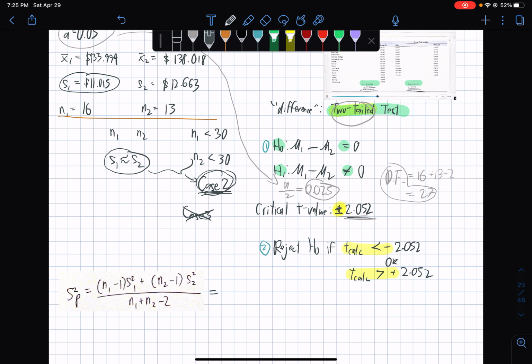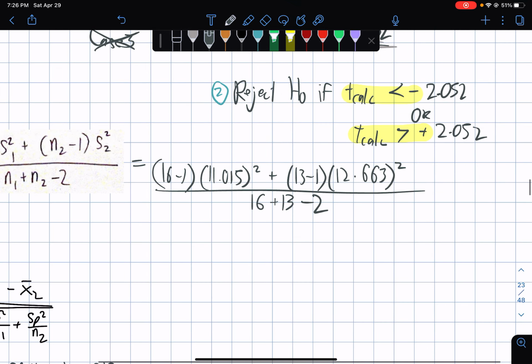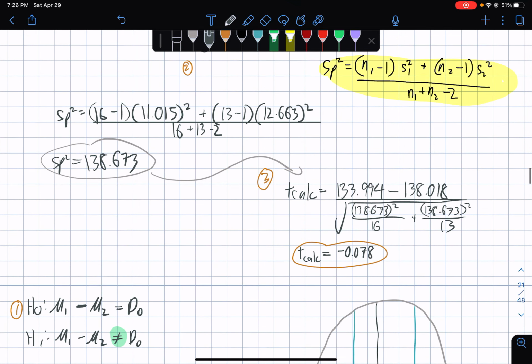So sp raised to 2, n1 is 16, n minus 1, and then s1, that is 11.015, raised to 2, plus n2, which is 13, and minus 1, and then s2 is 12.663, then raised to 2, divided by n1 plus n2 minus 2, as you can see here. Oh my gosh, we lack so much space. And then put all these values in the calculator. Eventually, we would get 138.673.